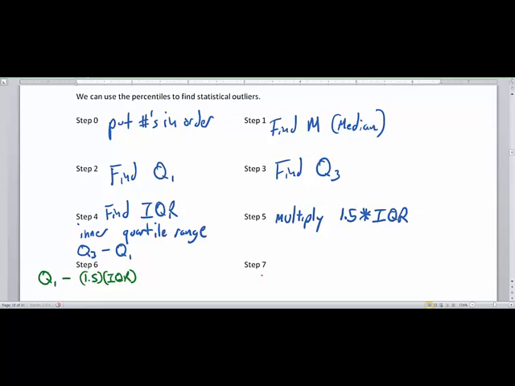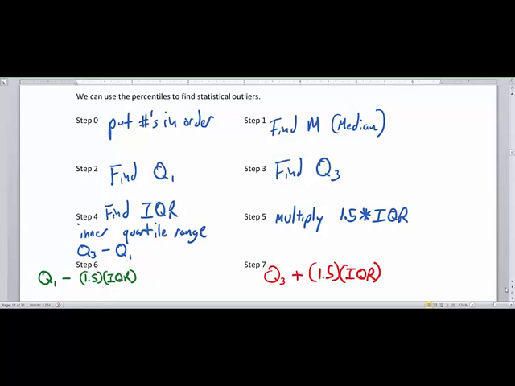Then for step 7, we take our Q3 and add 1.5 times our IQR. When we do this, it will give us, to the right here, our upper bound. Anything higher than this red number will be considered an outlier. And on the side of the green here, anything left of the green number, or lower than the green number, will also be considered an outlier.